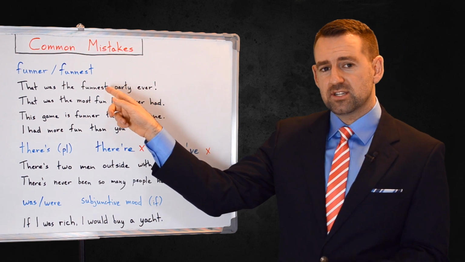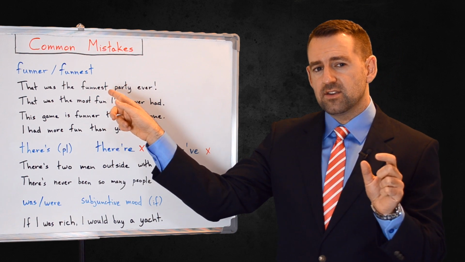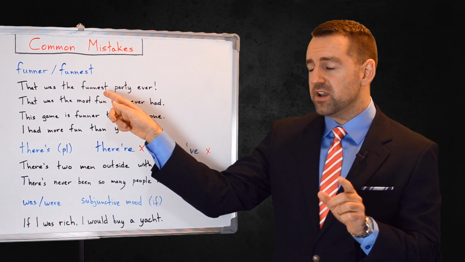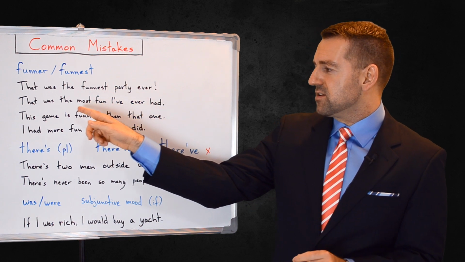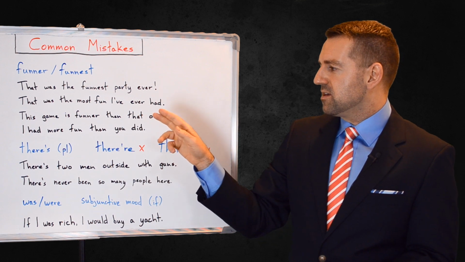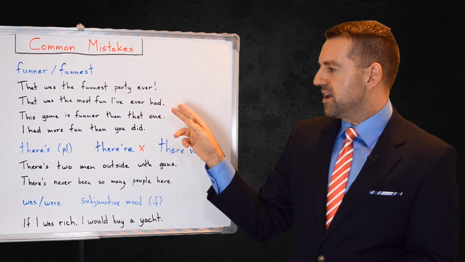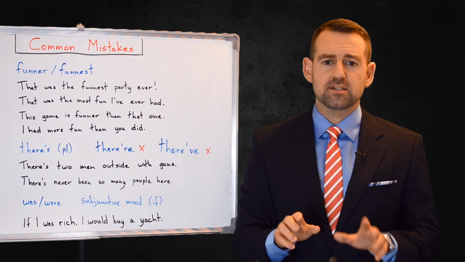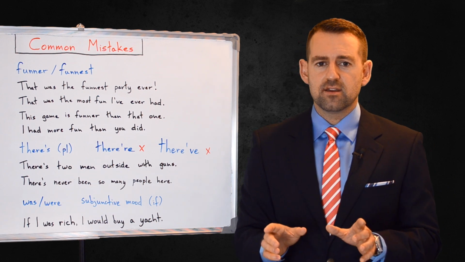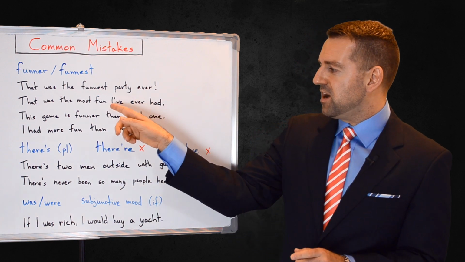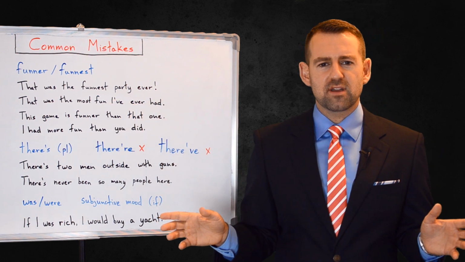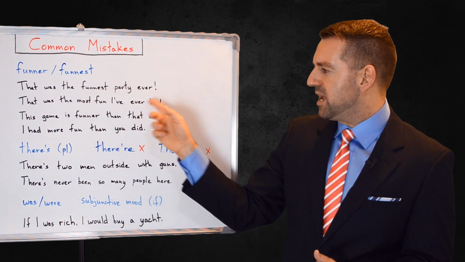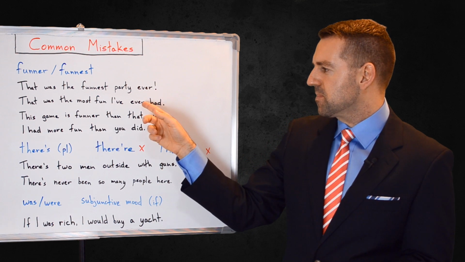Okay, this is an adjective. When the word fun is an adjective, then it can be used in the form funnest. All right, but let's look at the second sentence here. That was the most fun I've ever had. So in this situation, we need to say most fun because the word fun isn't describing any words. Look, fun doesn't describe any words in this sentence.